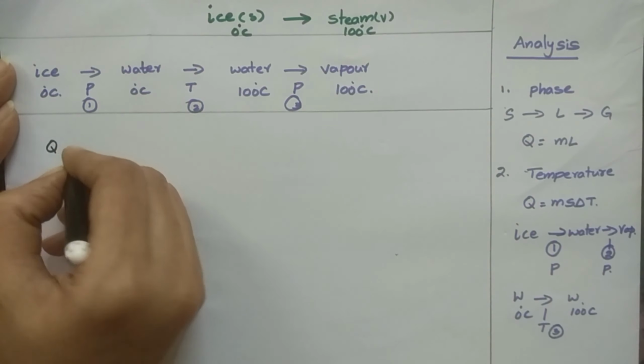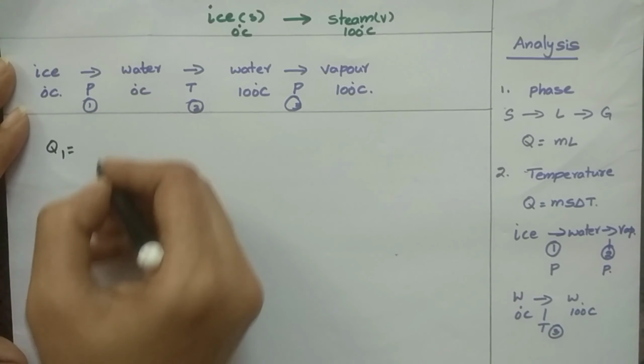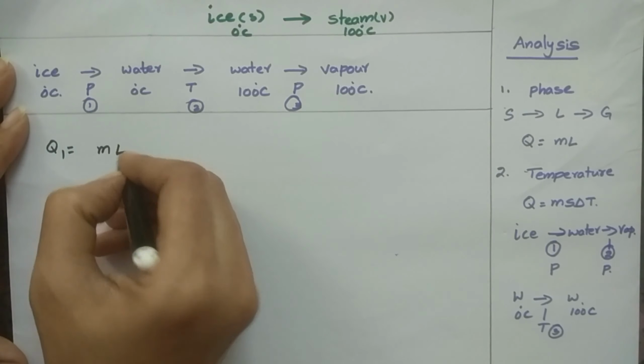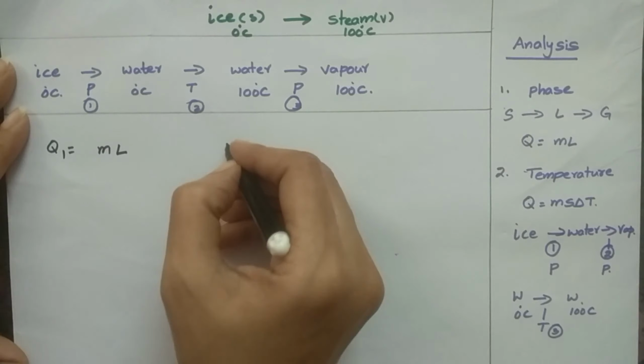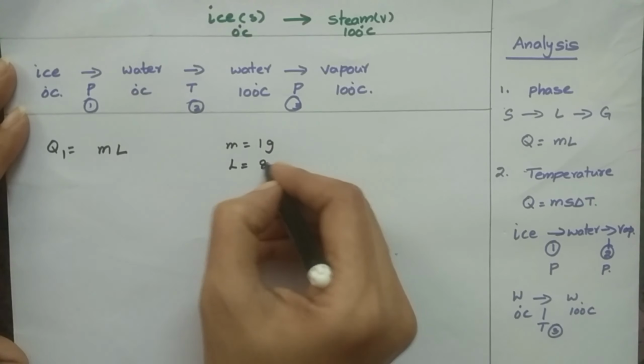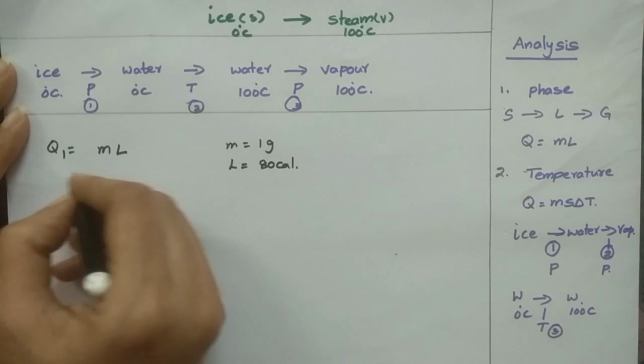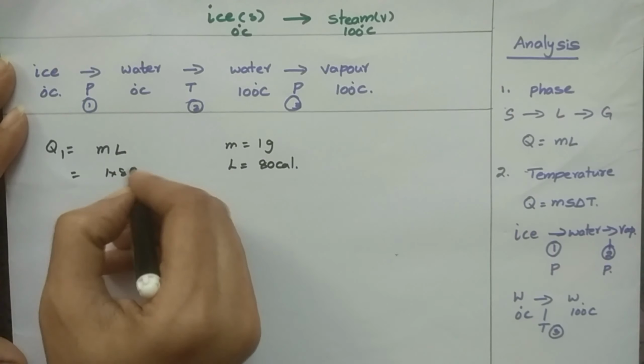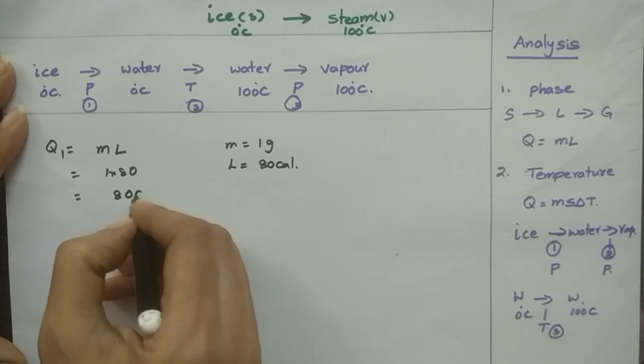First, Q1 is a phase change. You use the formula mL, where m is given to be 1 gram of ice and latent heat of ice is 80 calories per gram, and 1 into 80 is equal to 80 calories.